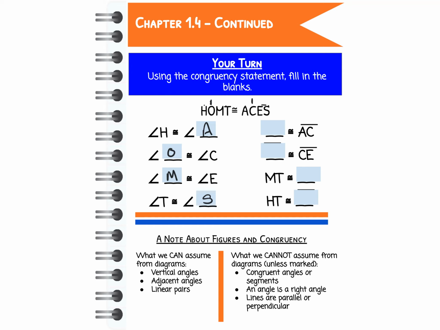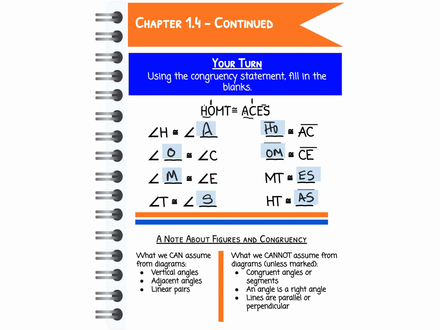Then I can start comparing sides. So AC would be the first 2 letters here. So that would have to match up with the first 2 letters here, or points here. So this would be segment HO. All right, then what matches up with CE? CE is OM. What matches up with MT, our last 2 letters, would be ES. And then what matches up with HT, that's the first and the last, would be the first and the last on the right, which would be A and S.